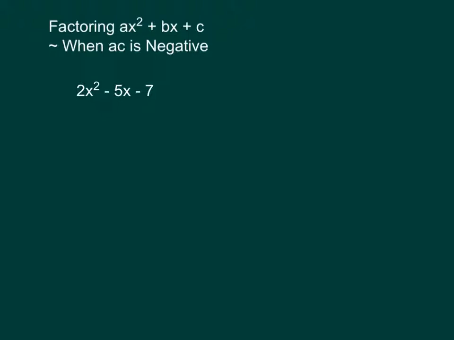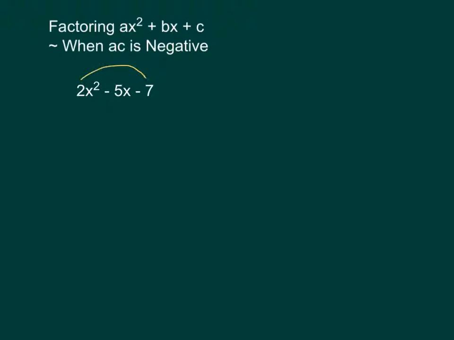All right, so what we might be expecting here is trying to come up with a different situation, because now A times C is going to be negative. And all that means is that our final answer should have one addition, one subtraction in our two binomials. So same steps as before.